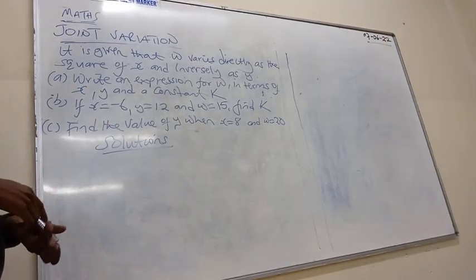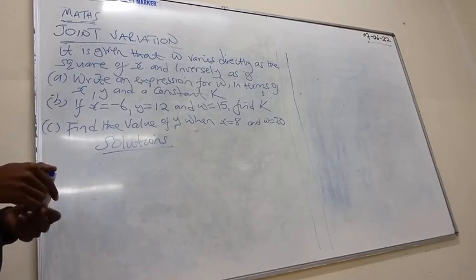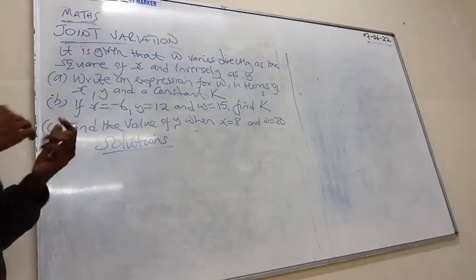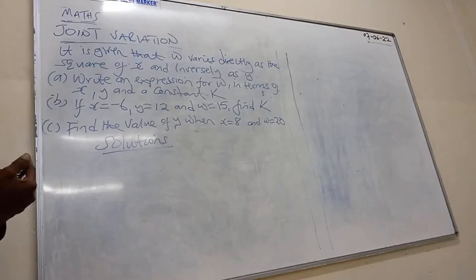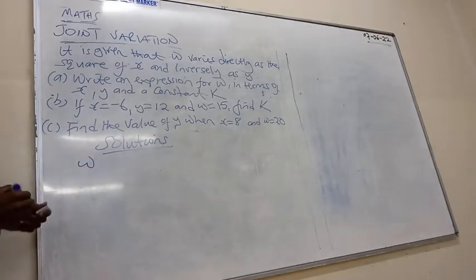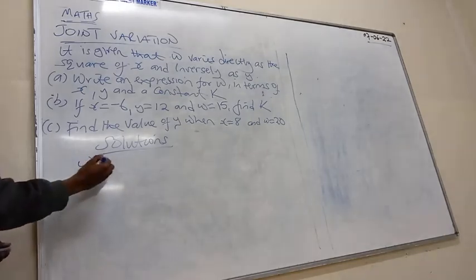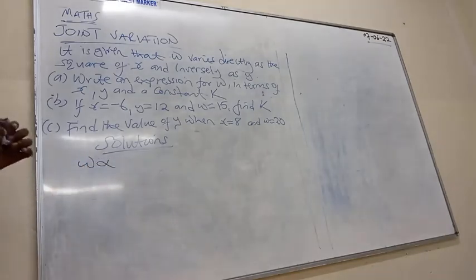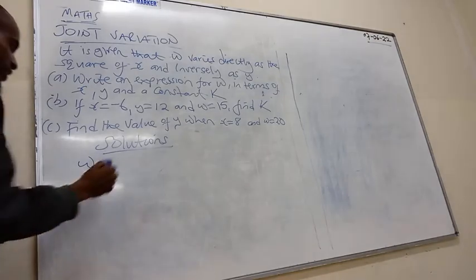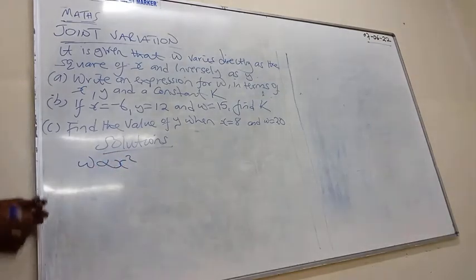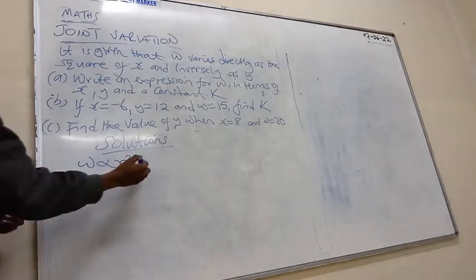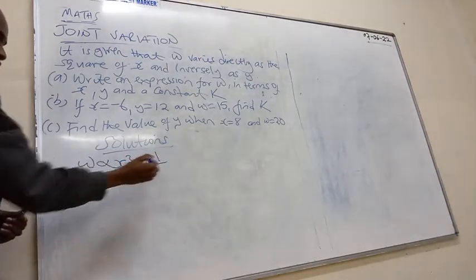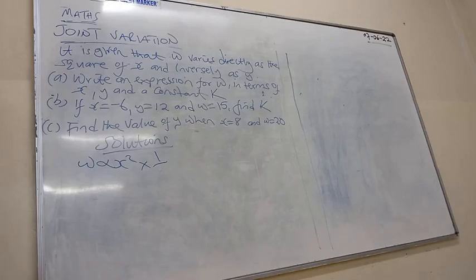So another question. As you'll be reading, you'll be able to formulate a formula. It is given that W varies directly as the square of x. It means x squared, right? And inversely as 1. Look at this. You see?